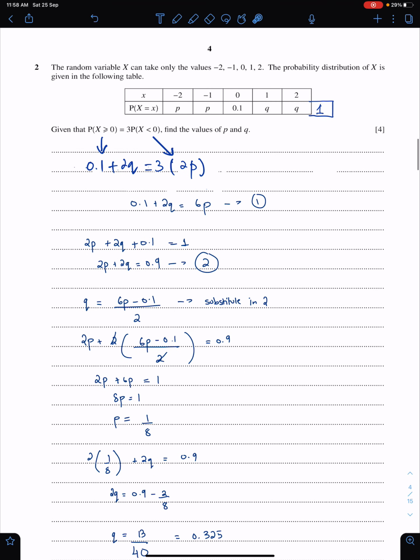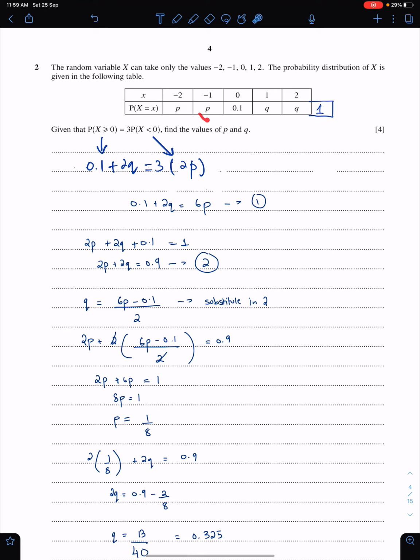Question number 2. The random variable x can take only the values shown. The probability distribution of x is given in the following table. You all know the sum of all the probabilities is always 1. Given that probability x greater than or equal to 0 is equal to 3 times probability x less than 0. X greater than or equal to 0 means these 3 probabilities. So you need to write the sum of these 3 here: 0.1 plus q plus q. So 0.1 plus 2q will give you this answer. And this answer is 3 times probability x less than 0.